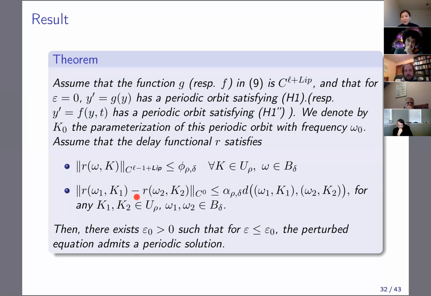Under these three assumptions, we show that there exists an epsilon 0 such that if epsilon is smaller than epsilon 0, then the perturbed equation will admit a periodic solution. We can also formulate the smooth dependence on parameter results in a similar manner, and we are going to skip that for now.